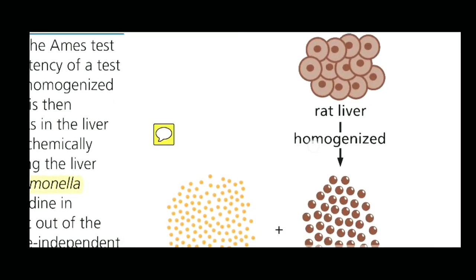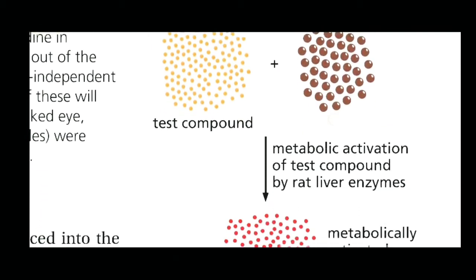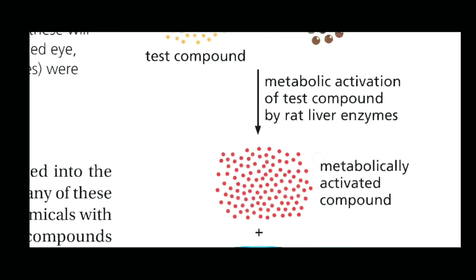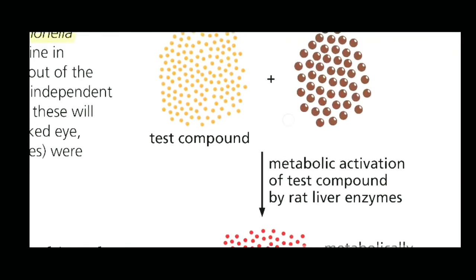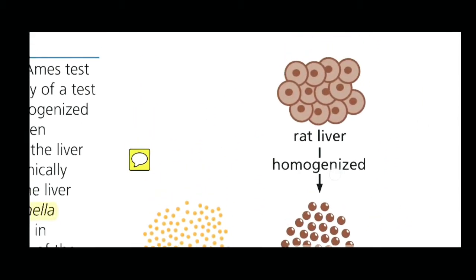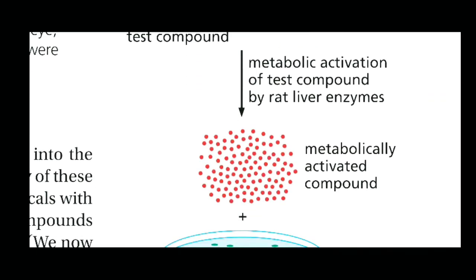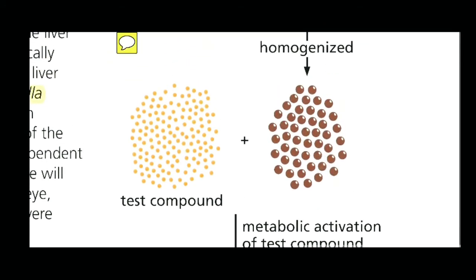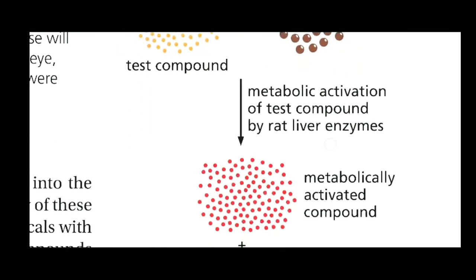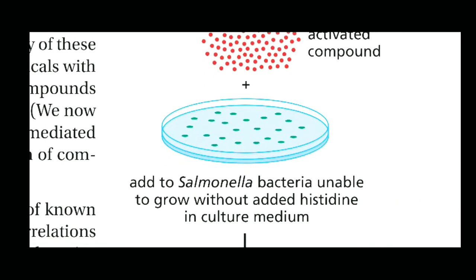bacteria is put inside homogenized rat liver cells, allowed to be metabolically active, with a test compound, you can see here this is the test compound. That means this compound is to be checked for whether it has mutagenic or carcinogenic properties. So we take the bacterial cells and mix them with the test compound and homogenized rat liver cells, and allow for incubation in the culture media.